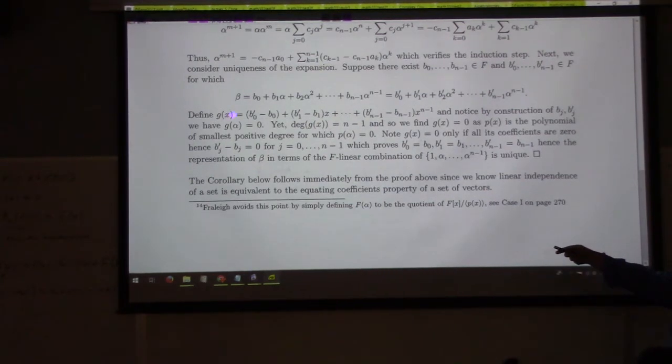So this would be a non-zero polynomial of degree less than n which takes alpha as a 0. This is forbidden. The only way that this polynomial would not be the 0 polynomial is if in fact all of these coefficients are just 0, which is precisely what we need for uniqueness of the decomposition into powers of alpha up to alpha to the n minus 1. And so there you have it. We have that 1, alpha, all the way out to alpha to the n minus 1 is a basis for the simple extension by alpha.